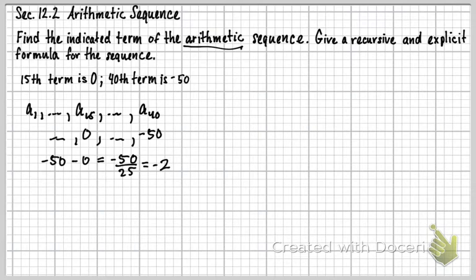So now that we have that difference, we're back to where we were before. I don't have the a1 term, but now I can find the a1 term. To get from 15 to 1, so that'd be 14, 13, ... 3, 2, 1. That's actually going to be 14 terms that we have between, going back to a1. So like I said, that will be 14 terms.